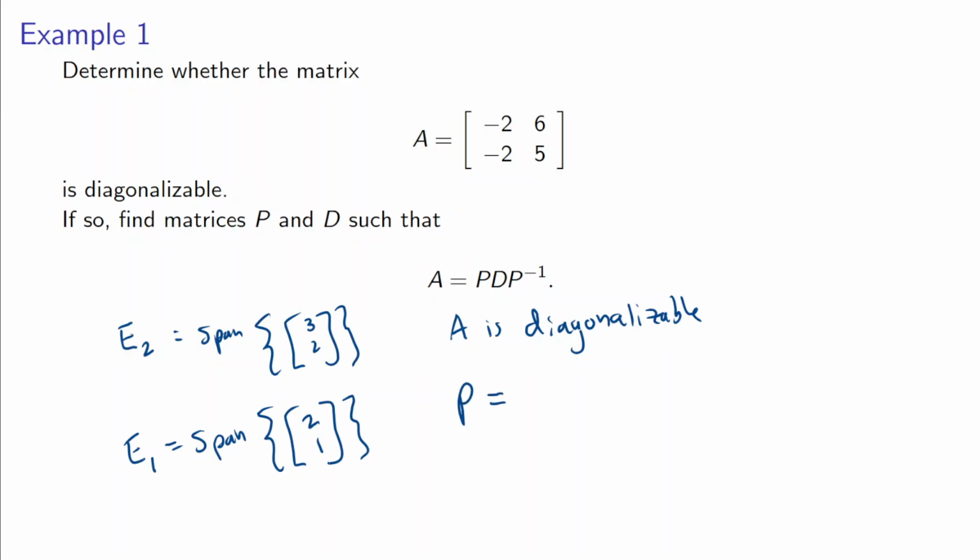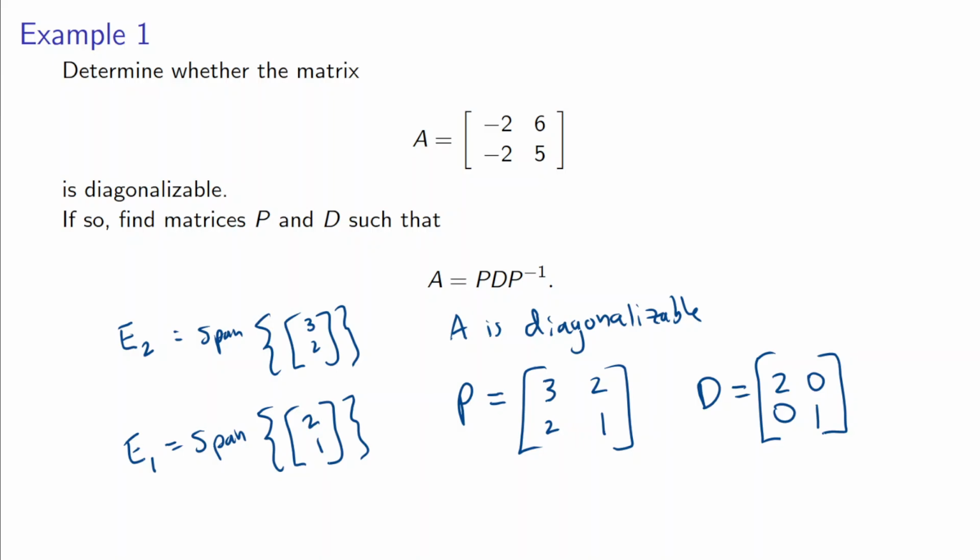In particular, P is going to be the matrix whose first column is 3, 2, whose second column is 2, 1, and D is going to be the diagonal matrix where we put those eigenvalues down the diagonal, so 2, 0, 0, 1. And I'm not going to show this here, but you could try this on your own, that A would equal P D P inverse.